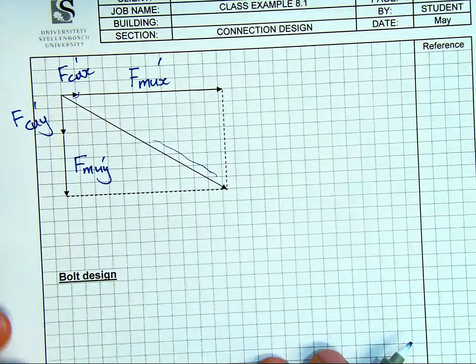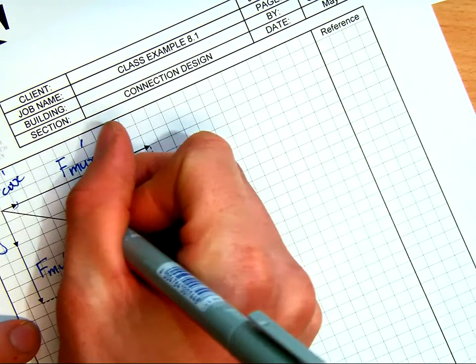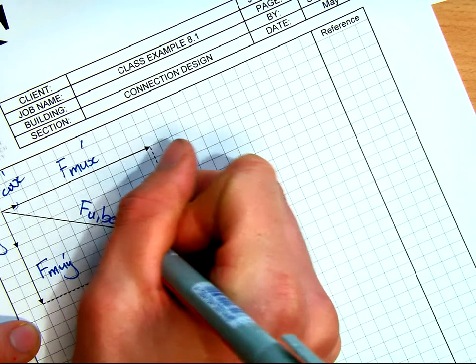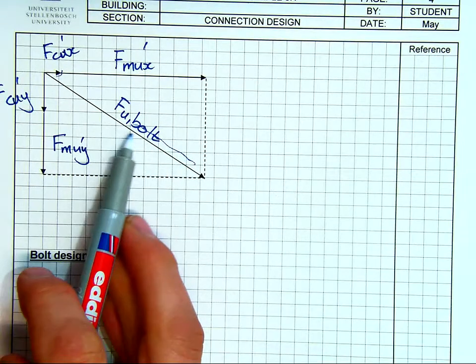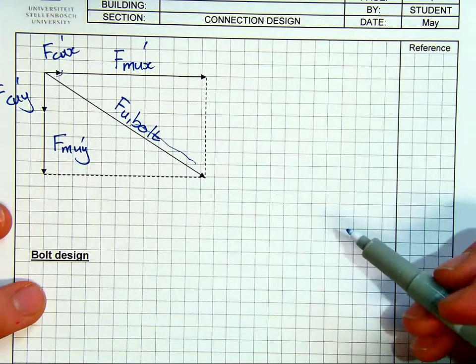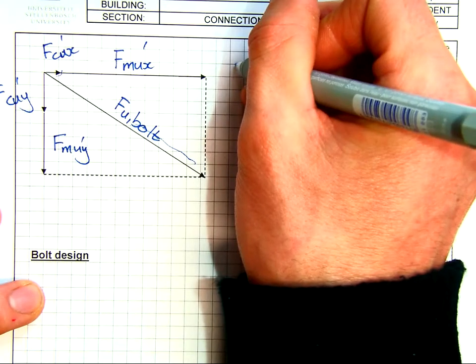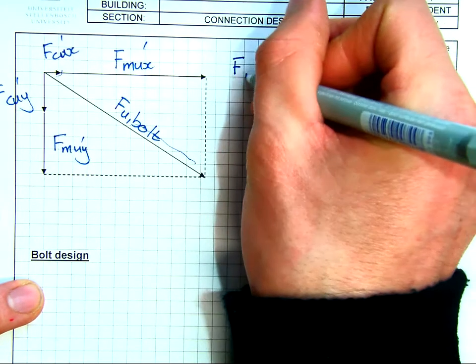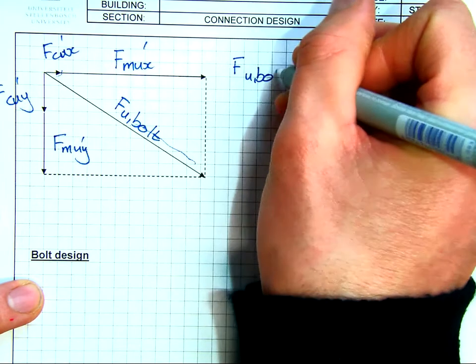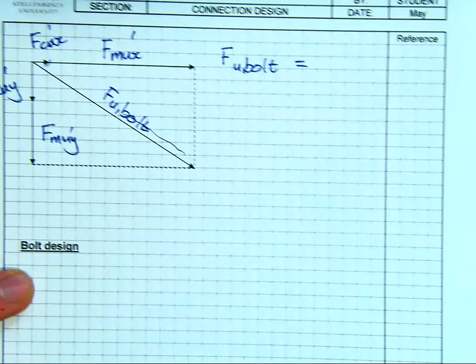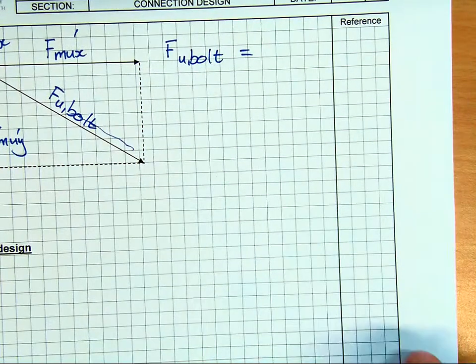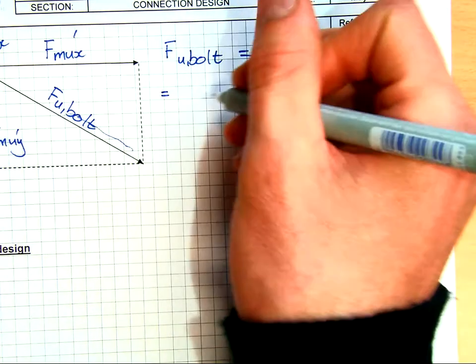We're interested in the maximum force. So this, I'm just going to call the ultimate force in the bolt. That's what we ultimately want. If we know that, then we can check that the force is correct and sufficiently design it. So our force in the bolt equals the vertical components plus the horizontal components.